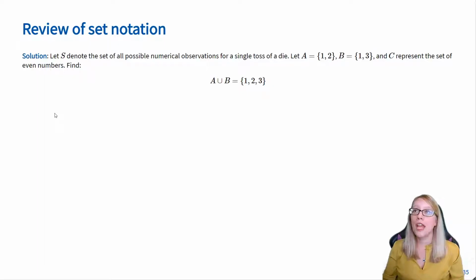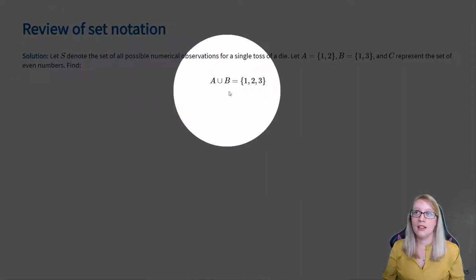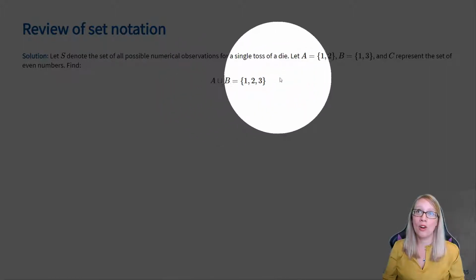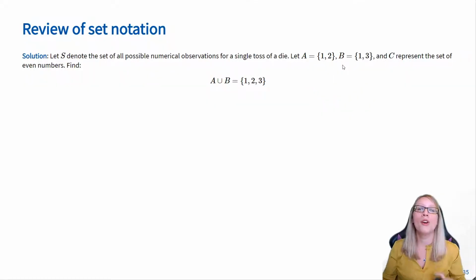First, A union B, rolling something that falls into either A or B or both. Those overlap: a 1, 2, or 3. The intersection of A and C: the only even number in A is a 2, so there's just a single outcome. This bar notation is another way to write the complement, so you could write either A superscript C or A with a bar over it.